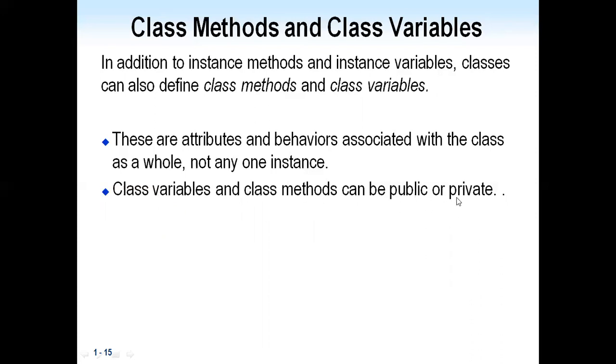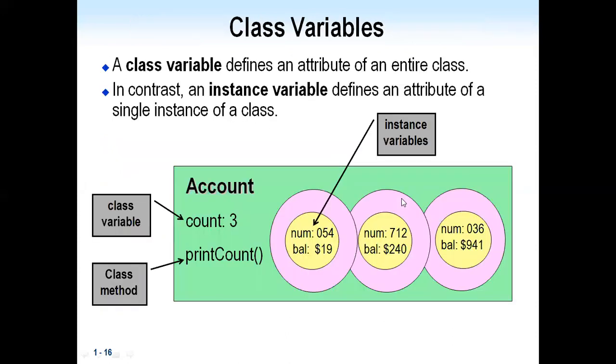If a variable is defined private, it can be accessed only within the class, that is, only by the class methods. But if we define the variable as public, it can be accessed outside the class, that is, by another class. Next, class variables define attributes of an entire class, and instance variables define attributes of a single instance of a class.